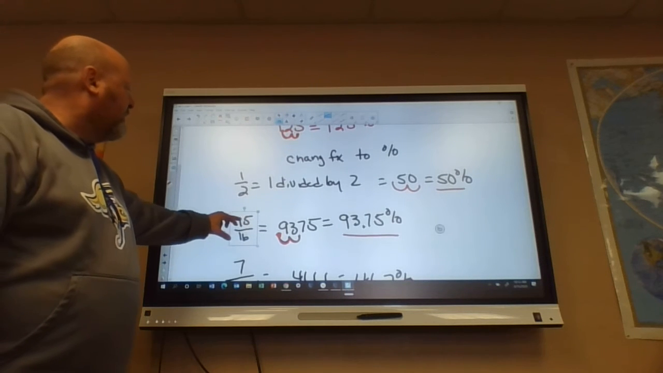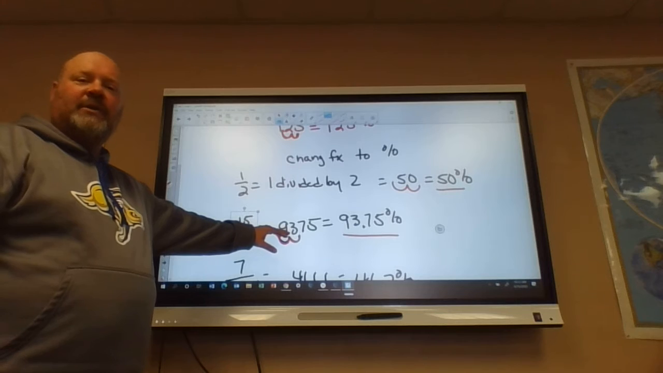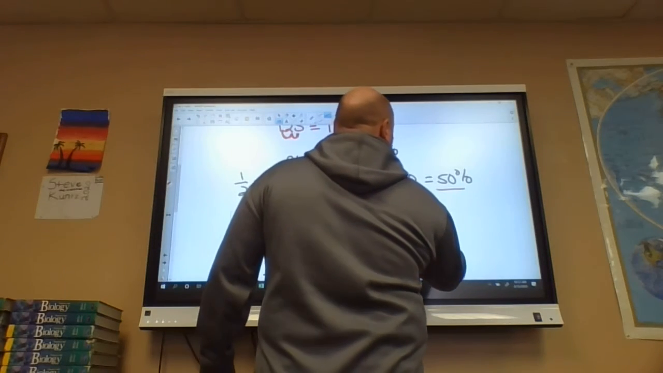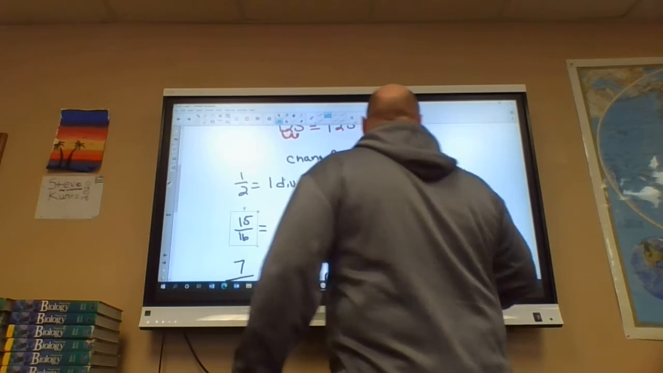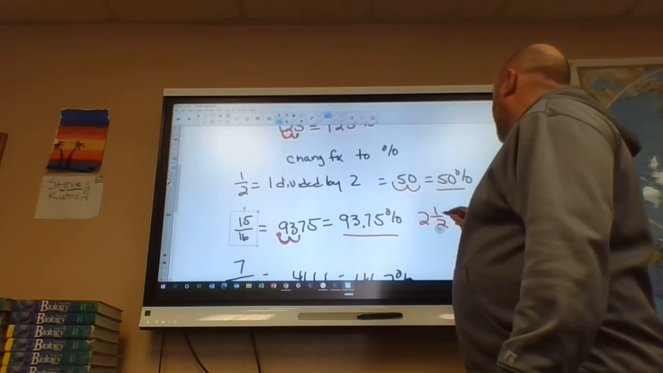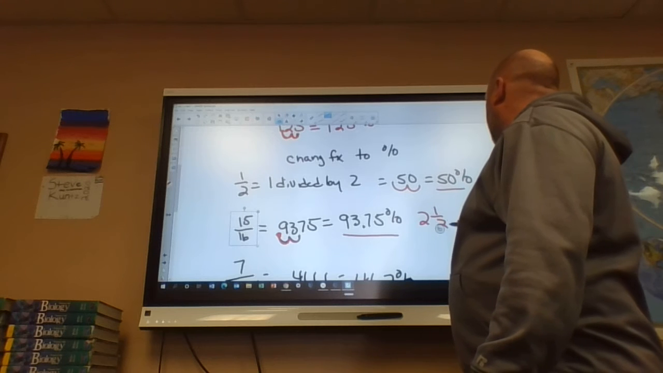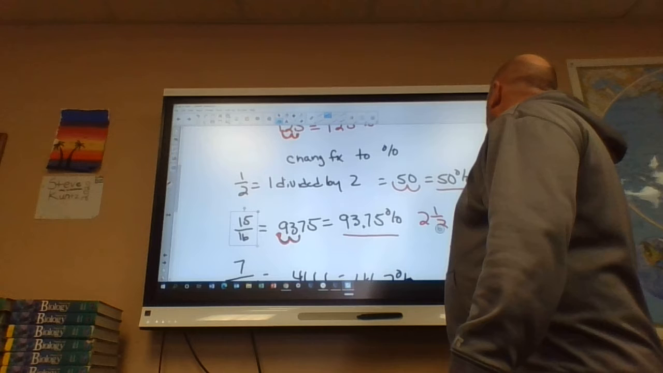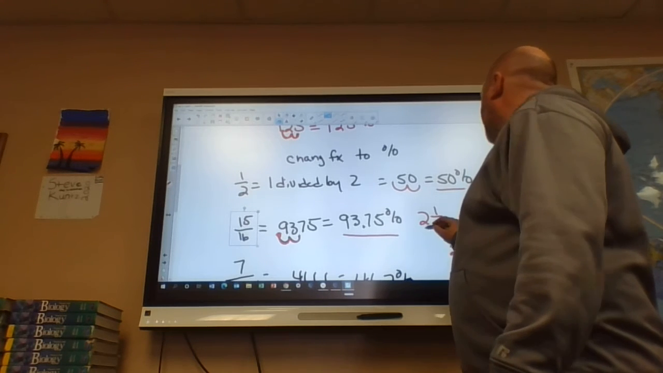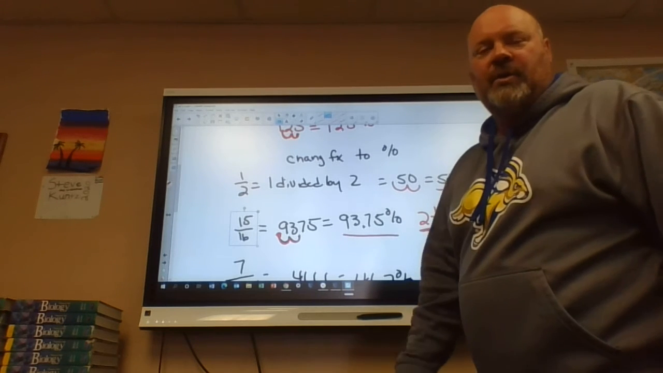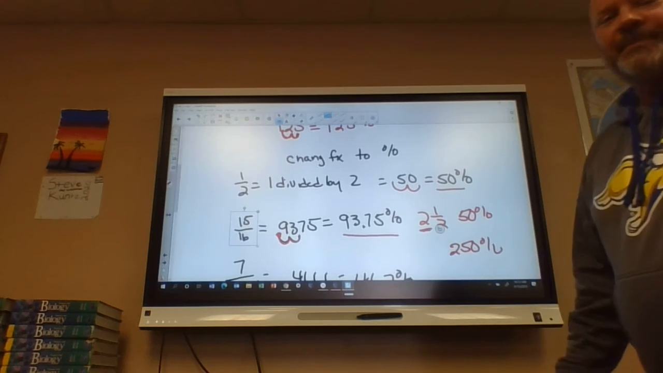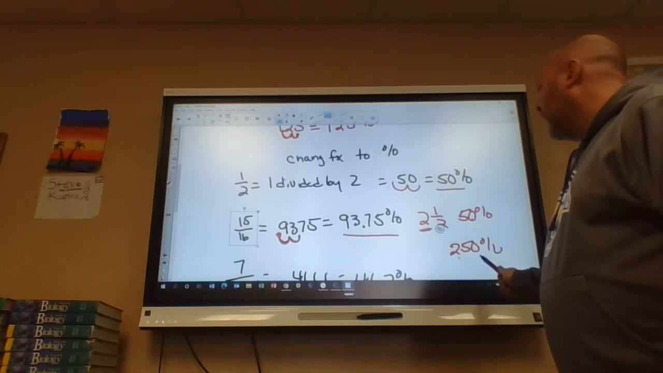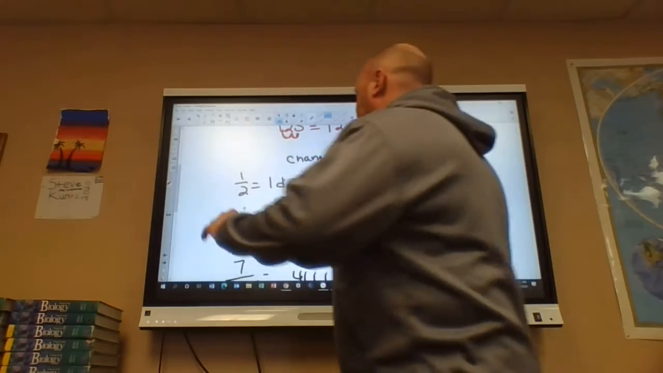Okay, so the fractions, you take this divided by this, you're going to come up with a decimal, and then you change it to a percent. If they gave you something like this, 2.5, the half would become 50%, so that would be 250%. Because you just add that number in front of it. That's all you do. Okay, so if it's 2.5, the half is 50%. You keep the 2 there. It's 250%.